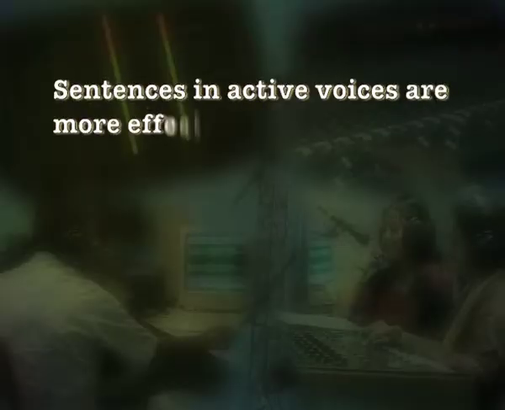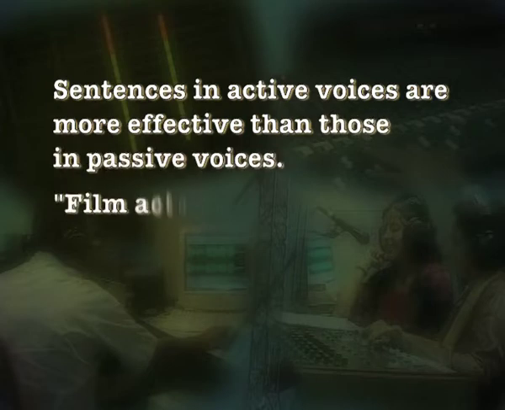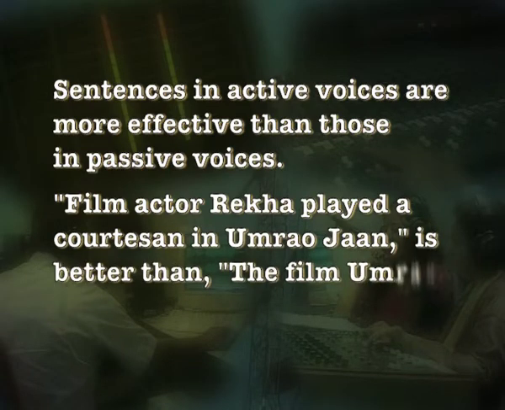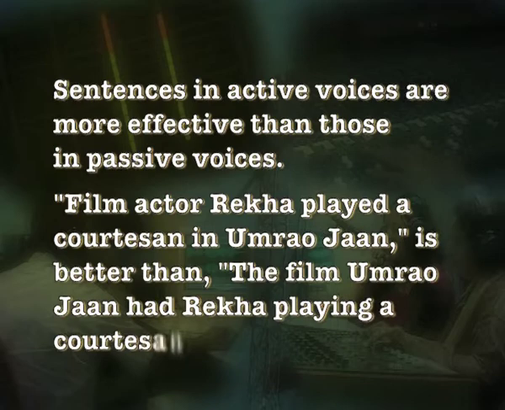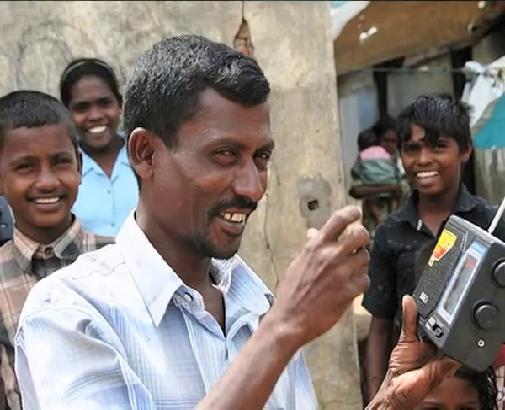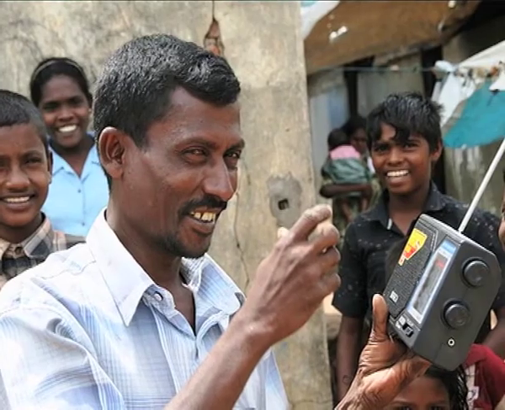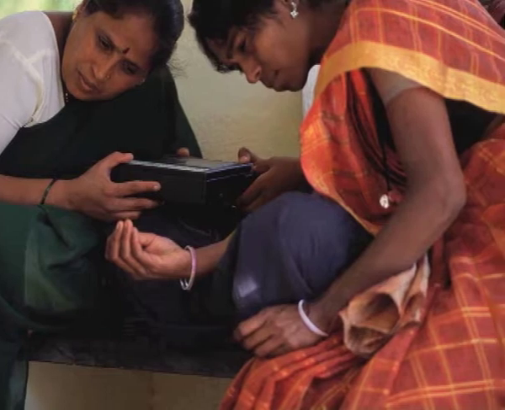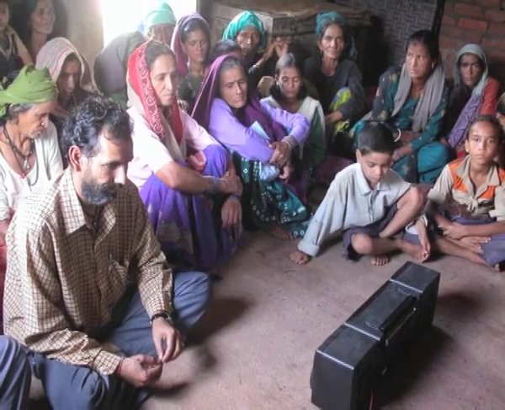Sentences in active voice are more effective than those in passive voice. For example, film actor Rekha played a courtesan in Umrao Jaan is better than the film Umrao Jaan had Rekha playing a courtesan. Listeners don't like presenters waffling. When we speak without preparation, we tend to have many pauses, sound uncertain, and the listeners can almost hear us thinking of something to say. They hear all the ums and ahs and words like basically, as I was saying, like, which can irritate them. So these fillers need to be avoided.